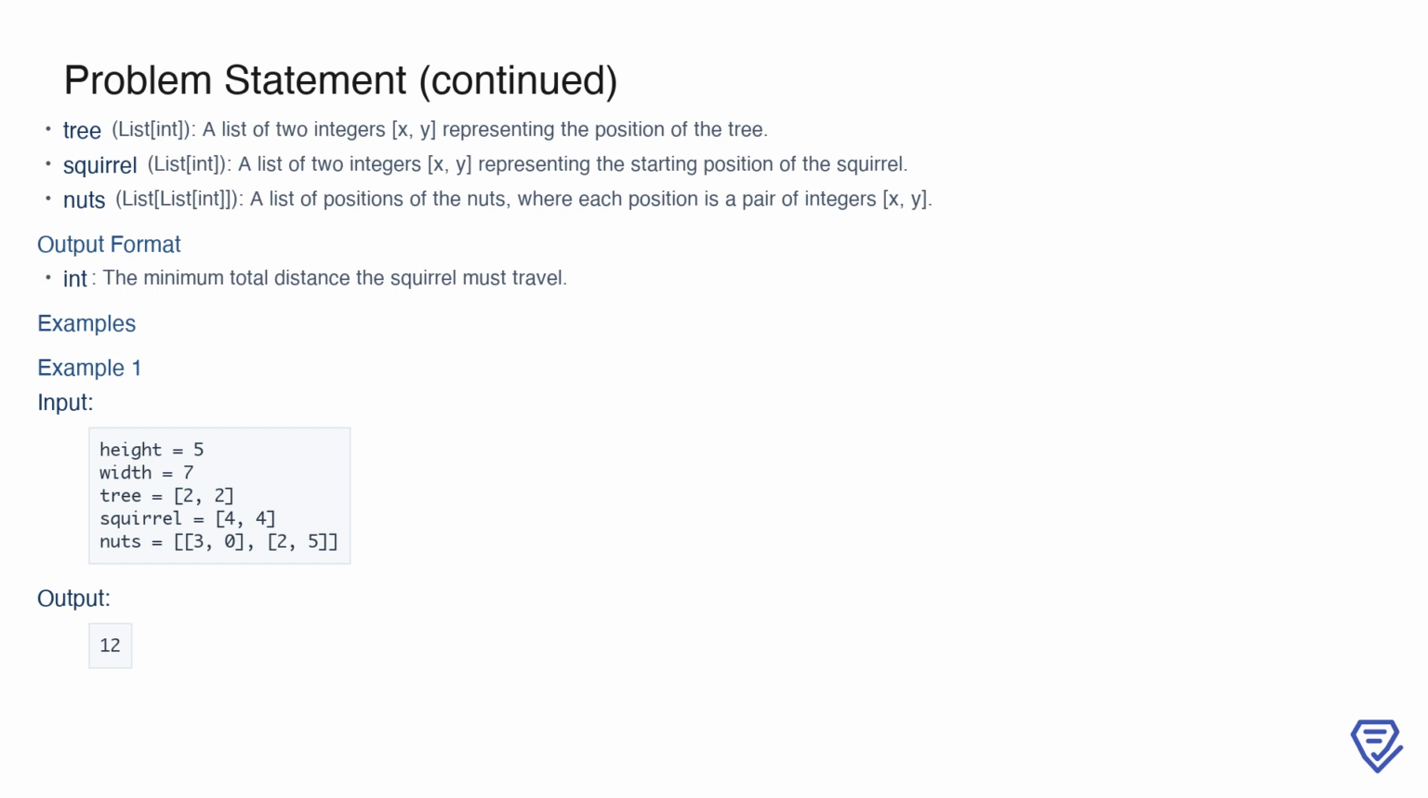Let's consider an example to illustrate this further. In a grid of height 5 and width 7, the tree is located at position 2, 2, the squirrel starts at 4, 4, and there are two nuts at positions 3, 0, and 2, 5. The minimum total distance traveled by the squirrel in this case is 12.